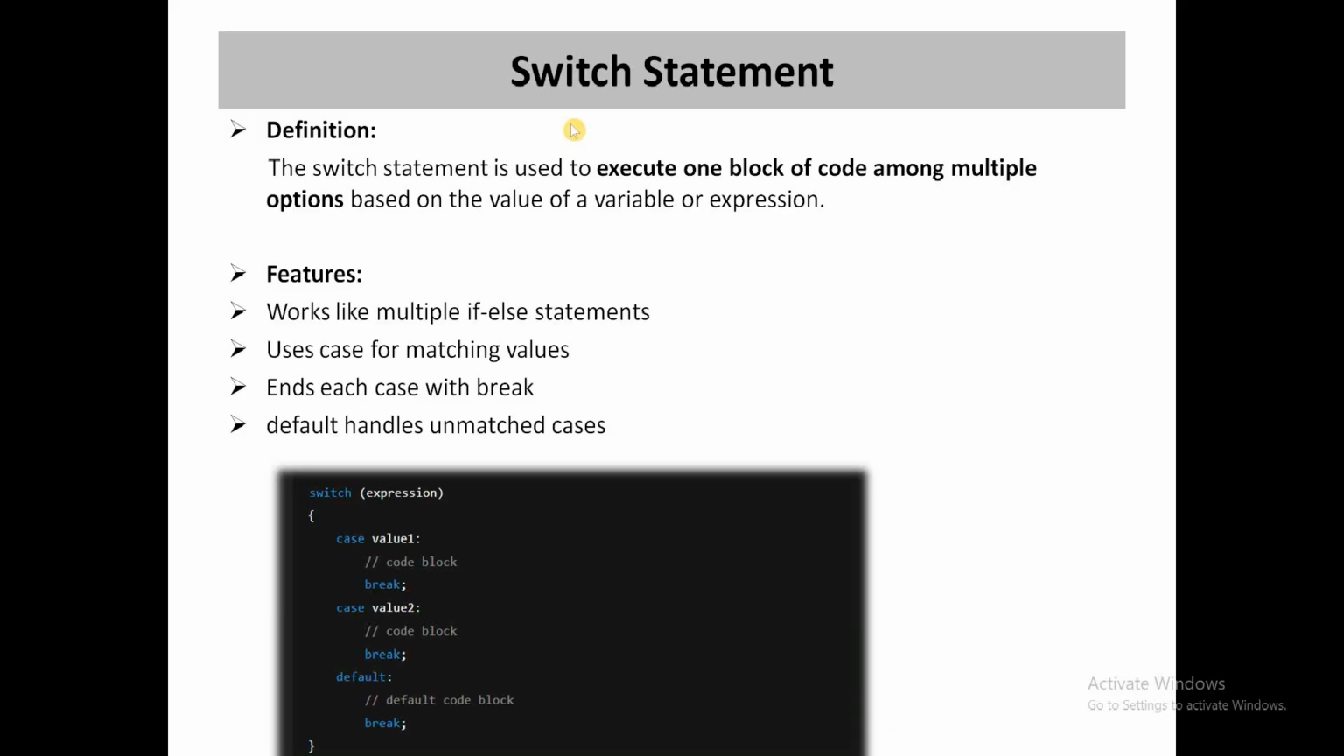Our first topic is switch statement. Switch statement is used to execute one block of code among multiple options based on the value of a variable or expression. Switch statement is like where we put our conditions and it matches the condition and then executes the code. Here are the features of switch statement. Works like multiple if-else statements, use cases for matching values, and each case with break, default handles unmatched cases.